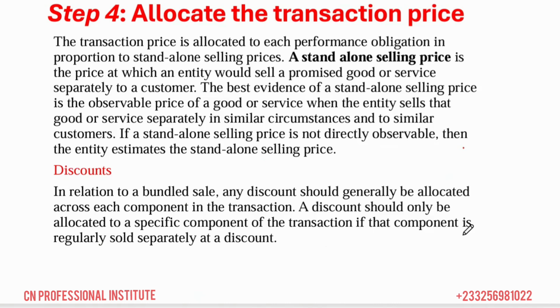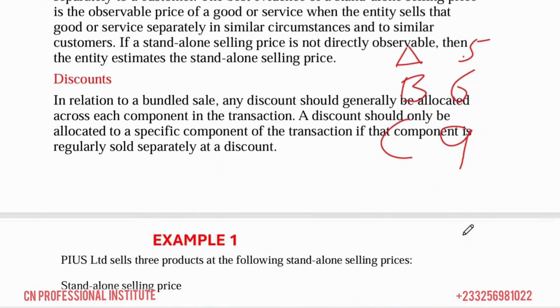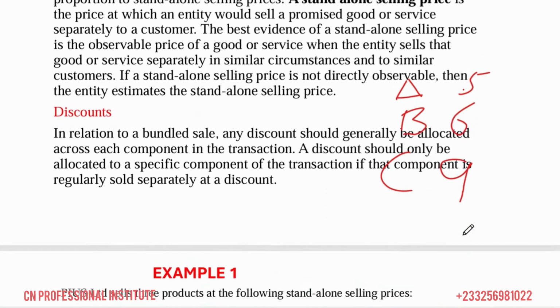Before we start, let me give an example. Let's say you sell 3 goods, A, B, and C. You sell A alone for 5 cedis, B for 6 cedis, and C for what? 9 cedis. That's the amount you sell them if you sell them alone, right? Let's sum it here. 9 plus 6 gives us 15. 15 plus 5, 20. So if you sell each of them alone, you get 20 cedis.